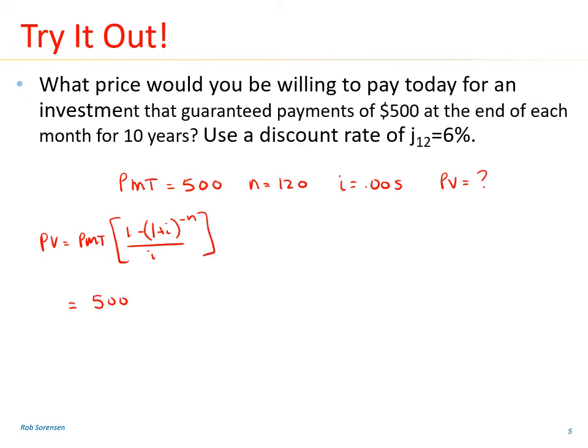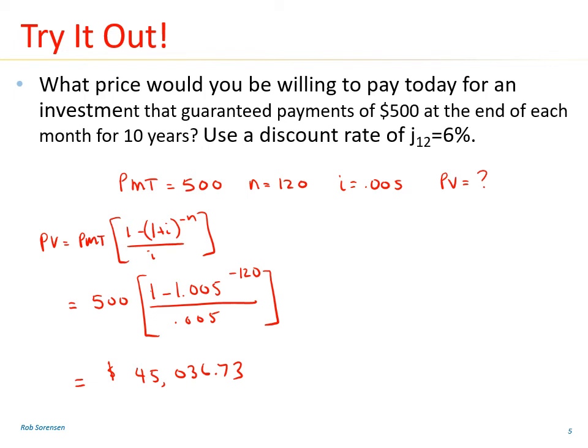500 times 1 minus 1.005 to the negative 120, all divided by 0.005. And if you got this entered into your calculator correctly, you should have ended up with $45,036.73. So we'll go ahead and put 45,000 in the account, or pay that amount for it today.